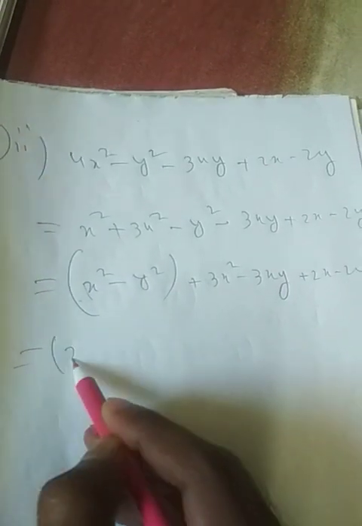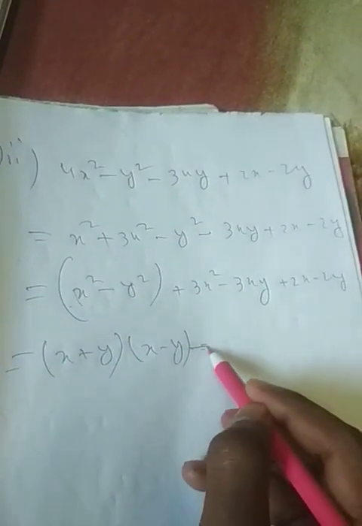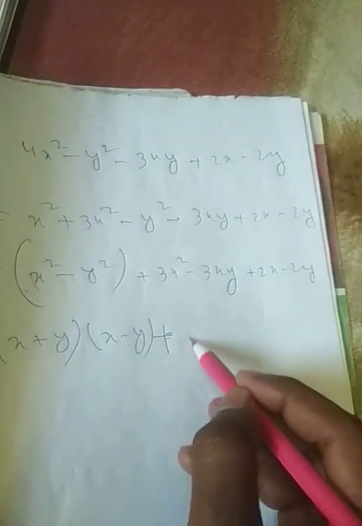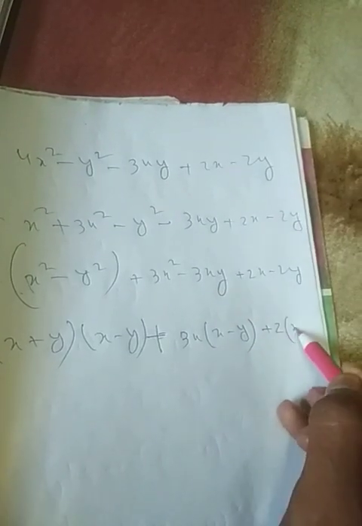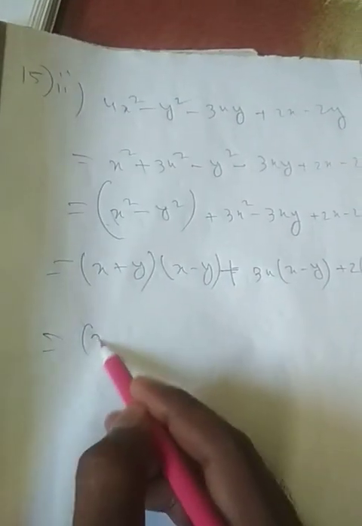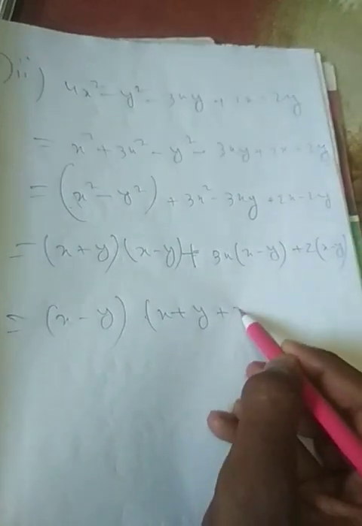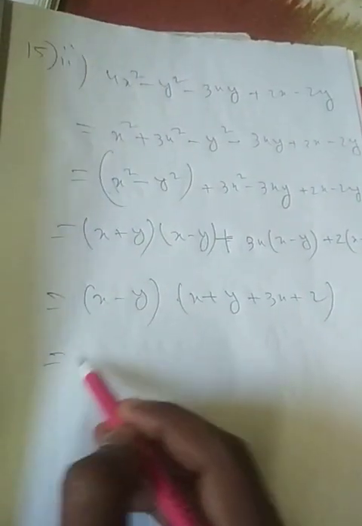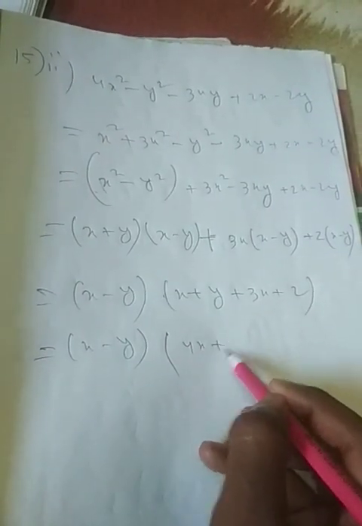Okay, that become x plus y into x minus y. You have to take common here 3x, so that become x minus y. Here you are taking 2, that become x minus y. So what is common there in all term? X minus y. So what is left? X plus y. Here 3x left, here 2 left. So what is come out? X plus 3x, 4x plus y plus 2. That is the answer.